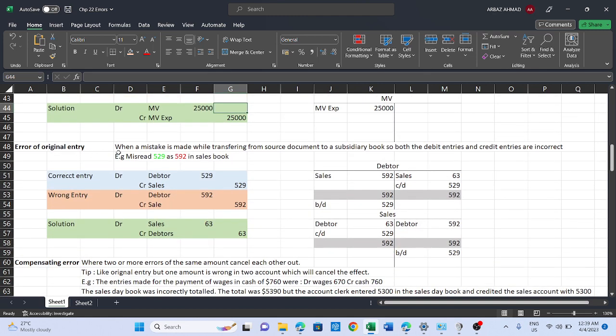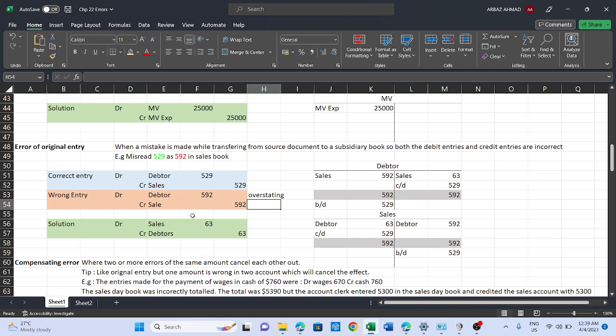Then we have error of original entry, when a mistake is made while transferring from the source document to the subsidiary books, so both the debit entry and the credit entry are incorrect. For example, if you misread 529 as 592 in the sales book, you have to correct it. So this should have been the entry in the first place, but what we did is 592. So we are overstating the amount here.